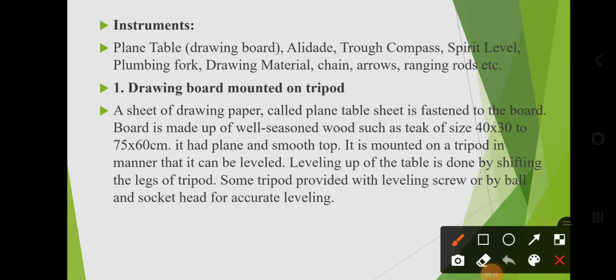A sheet of drawing paper called a plane table sheet is fastened to the board. The board is made up of well seasoned wood such as teak, of size 40 by 30 centimeters or 75 by 60 centimeters. It has a plain and smooth top. It is mounted on a tripod in a manner that it can be leveled. Leveling of the table is done by shifting the legs of the tripod. Some tripods are provided with leveling screws or a ball and socket head for accurate leveling.